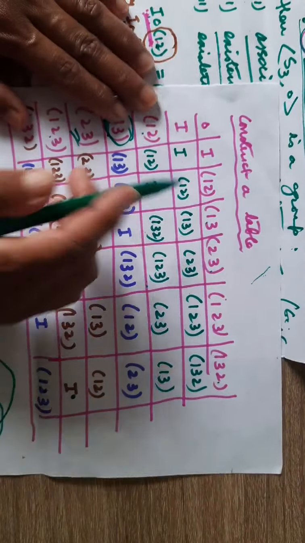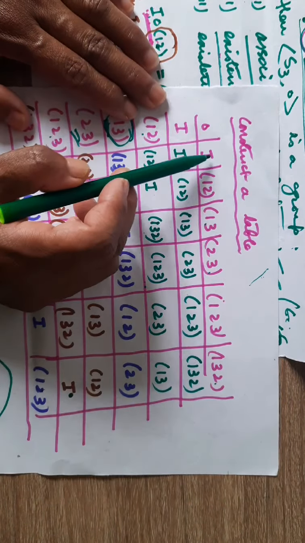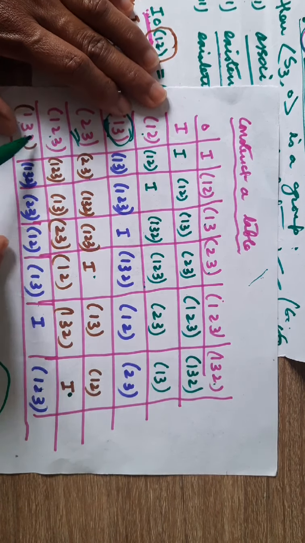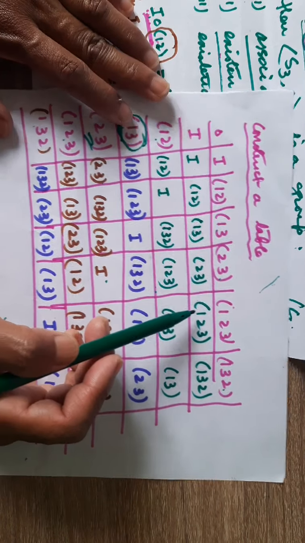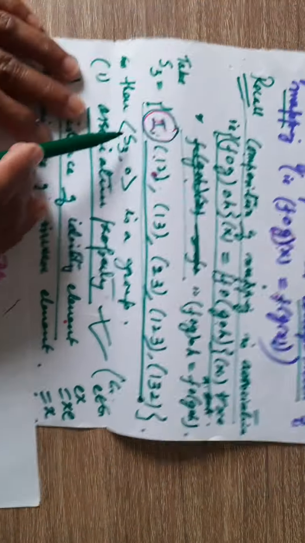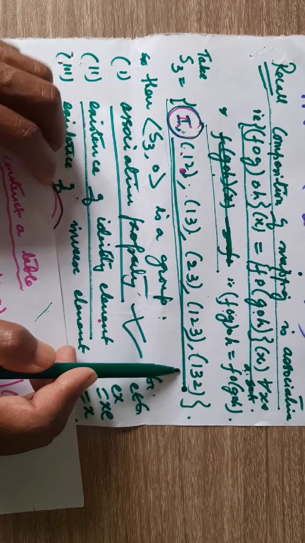So from this table you can see that I acts as the identity element, and every element of this S3 has an inverse in S3 itself. So by the group axioms we can conclude that S3 under the composition of mapping forms a group.